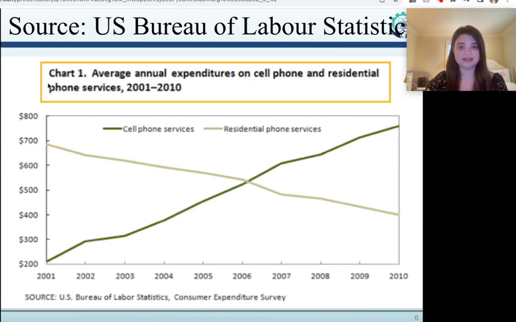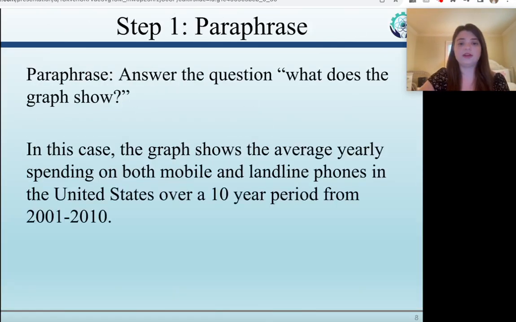I didn't just copy it down. And I also use some synonyms, right? I use cell phone because that's what we call these things. We call them cell phones, right? And then it said residential phone services. People also call residential phone services landlines, right? So over here I said landline phones, right?